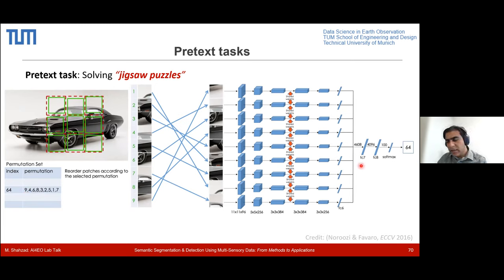And we let the network predict the index of the permutation. Since we already know the permutations, we don't need extra labels. We can extract this out, and we let the network learn some good features from it. We just train this, and the network is able to identify a few important features which are relevant to a particular task. For example, for us, it was vehicle identification.